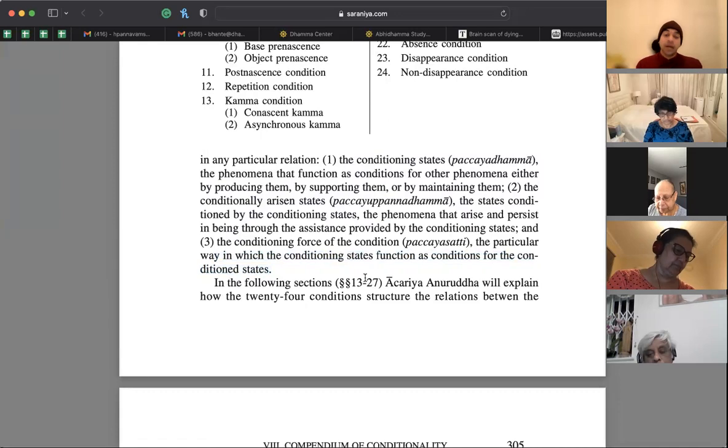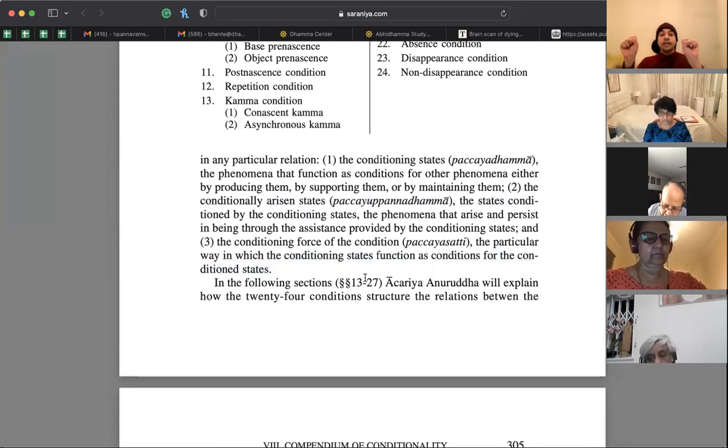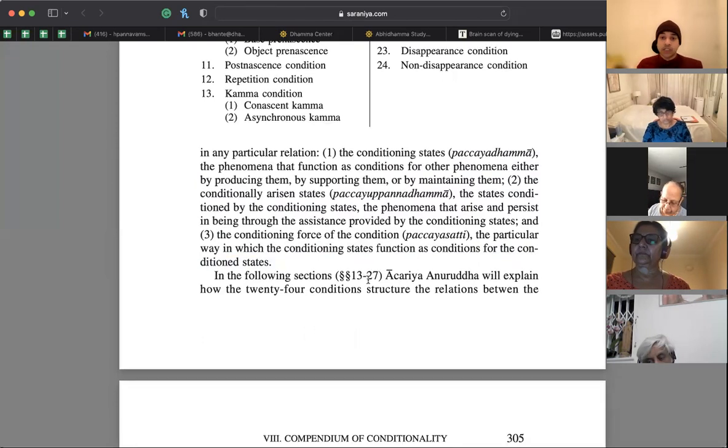So we have Paccaya Dhamma, the conditioning state, the phenomena that function as conditions for other phenomena by producing, supporting, or maintaining them. And then we have Paccayuppanna Dhamma, which the conditioning state gives rise to and maintains or allows to persist. And the connection through which, or by which power, this state allows the arising of the conditioned state, that is Paccaya Satti. Is that understood, everyone? Paccaya Satti.